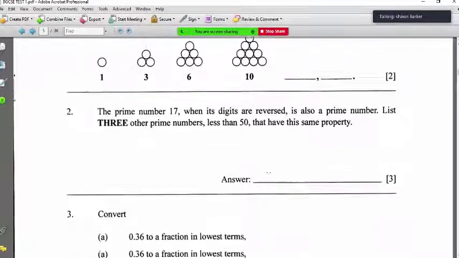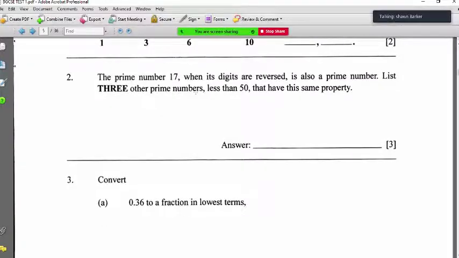And here you have number 2. The prime number 17, when its digits are reversed, is also a prime number. List 3 other prime numbers less than 50 that have the same property. So the question now is, you first must understand what is a prime number. Okay, so you know a prime number is a number that can only be divided by itself and 1, right? So there aren't that many prime numbers.